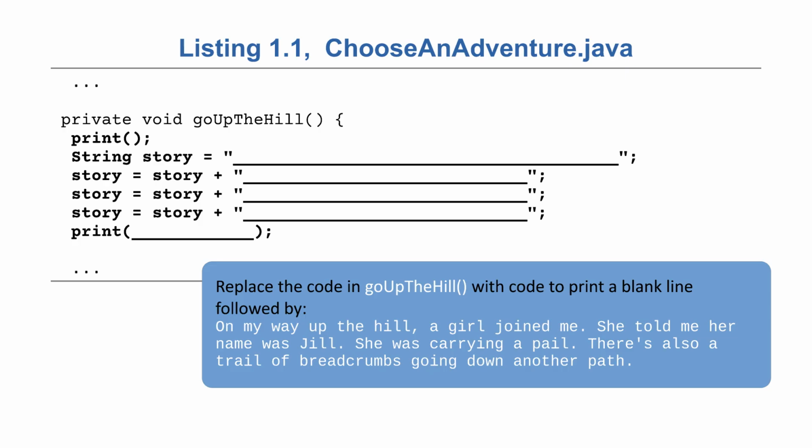Replace the code in Go Up the Hill with code to print a blank line followed by: On my way up the hill, a girl joined me. She told me her name was Jill. She was carrying a pail. There's also a trail of breadcrumbs going down another path.